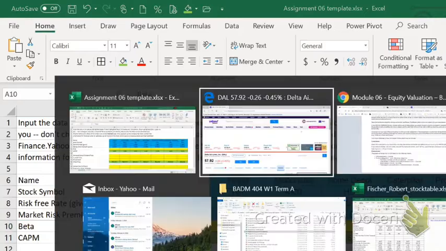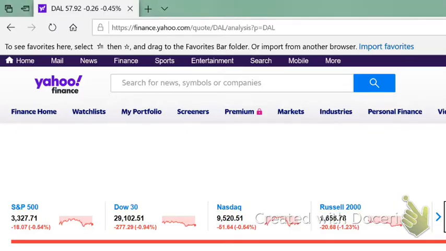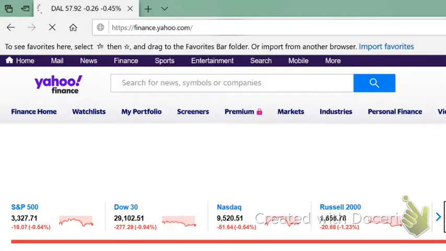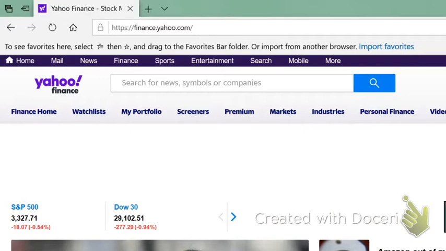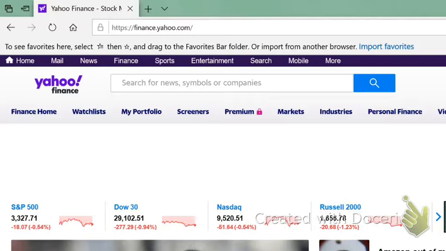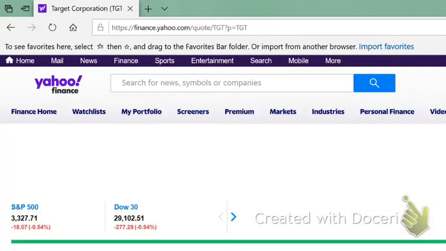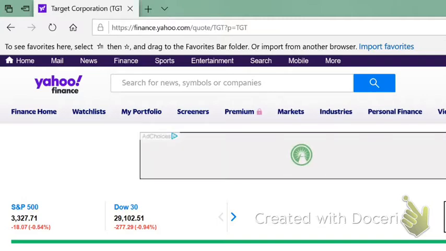Alright, so we're going to use Yahoo Finance, so pretty easy. Type in finance.yahoo.com. There's a quote lookup box, and I'm going to do Target. I know it's TGT. I'm going to type in TGT and wait for the box to pop up. Since I've already looked it up, I'm going to cheat and go ahead and click on the link. This runs slowly, and so patience is always required.